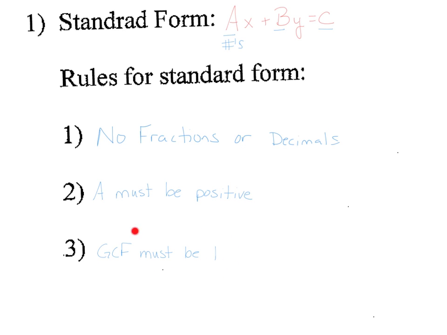We're going to talk about this a little bit more in a little while, but I'm going to tell you right now, the main two that you are going to need to know are number 1 and number 2. Those are the two main ones we are going to be working on. So again, no fractions or decimals, so a, b, and c have to be whole numbers, and then this a value up front has to be a positive.